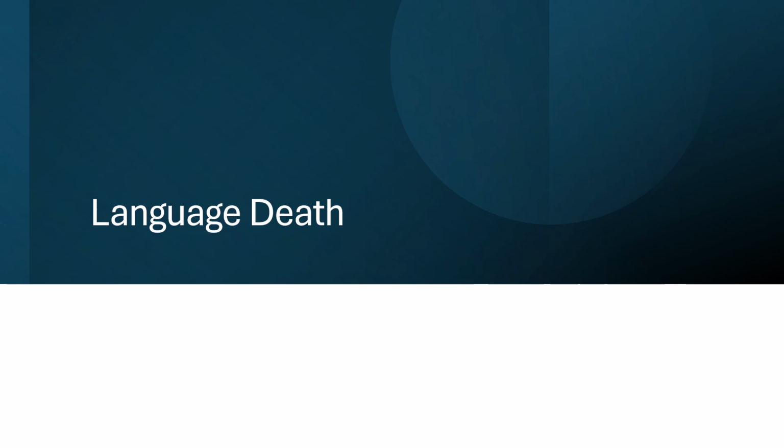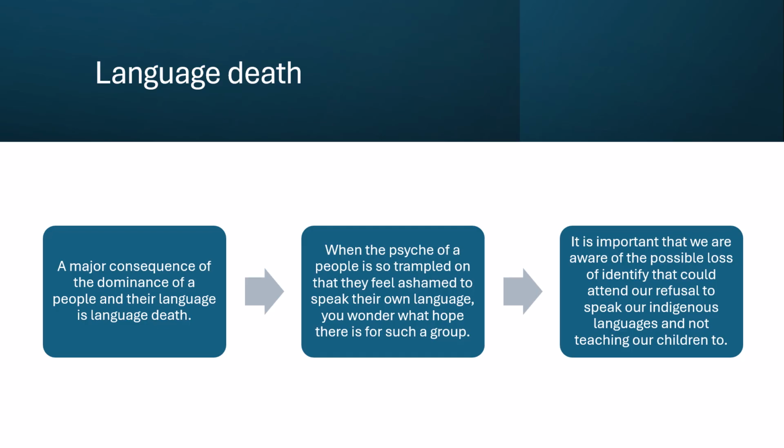So now, where does all this lead to? Let's talk about languages, and that's why it's important that we're talking about languages. Many of us have this shame to speak our language. A major consequence of the dominance of a people is on their language. When a people is so trampled on that they feel ashamed to speak their own language, you wonder what hope there is for such a group. Definitely, their language will go, because when they cannot speak it, it will go, and the culture will go with it. So it's whether we are aware of the possible loss of identity that could attend our refusal to speak our indigenous languages and not teaching our children to speak them.